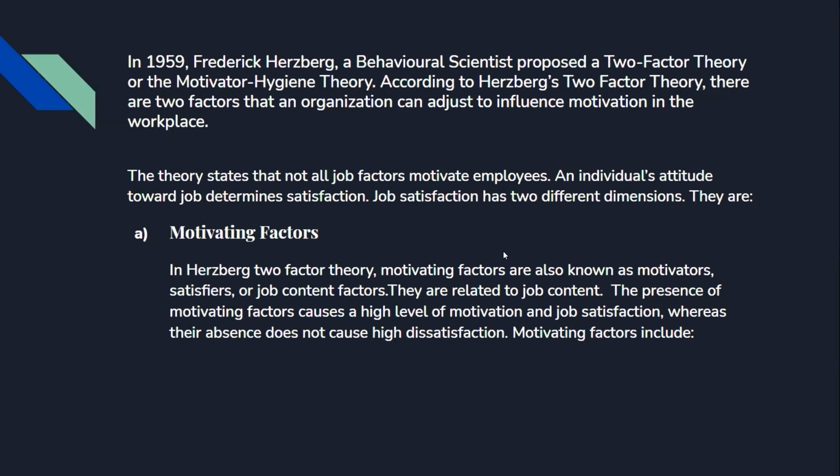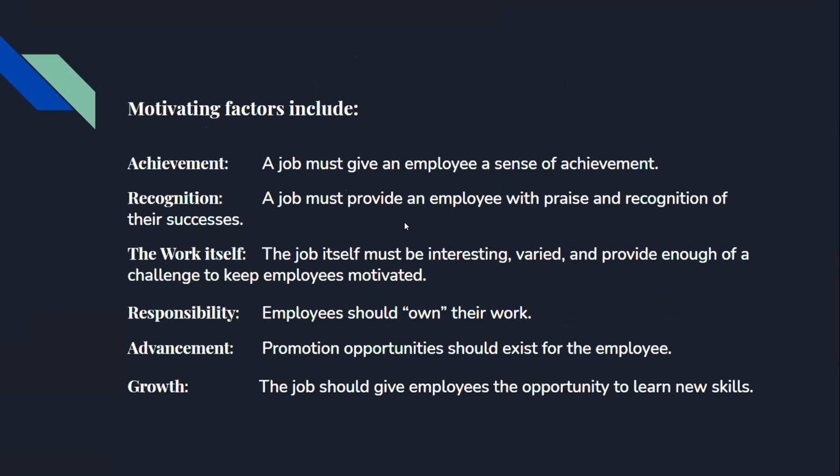The first is motivating factors. In Herzberg's two-factor theory, motivating factors are also known as motivators, satisfiers, or job content factors. They are related to job content. The presence of motivating factors causes a high level of motivation and job satisfaction, whereas their absence does not cause high dissatisfaction. The motivating factors include achievement. A job must give an employee a sense of achievement. This means when they do something worthwhile in the job, they should feel proud.